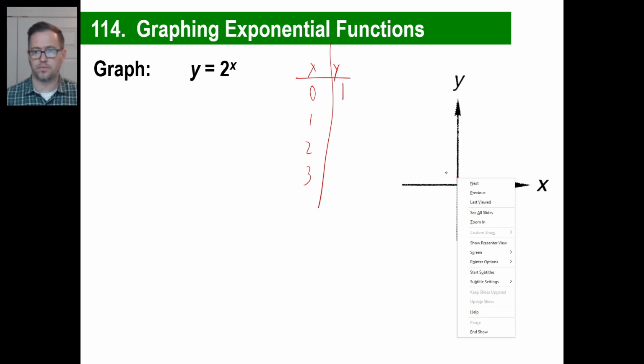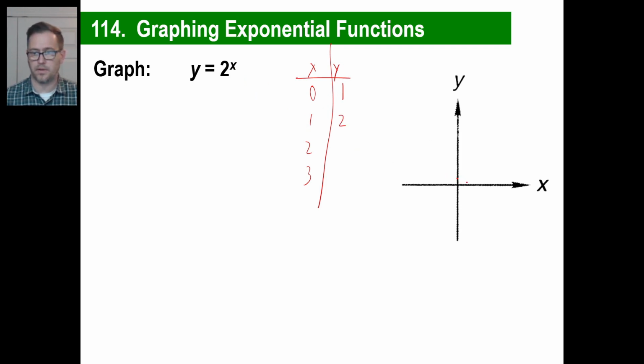If x is 1, then you're going to have y is 2 to the first power. So 1 over, and 2 up. And you can see on this graph, it's going to go like this. Now, it's never going to actually touch the axis right there, because it can't actually do that, okay?